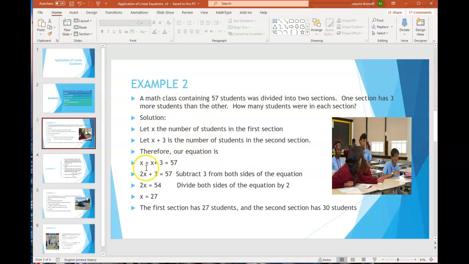Therefore, our equation is going to be x, the number of students in the first section, plus x plus 3, the number of students in the second section, equals the total of the 57 students. Combining like terms, we get 2x plus 3 equals 57. Now we're going to subtract 3 from both sides of the equation, so we get 2x is equal to 54. Lastly, we divide both sides by 2. That tells us x is 27. That means the first section has 27 students, and the second section has 30 students.